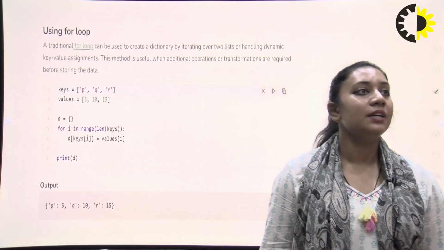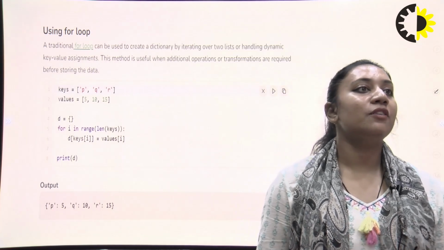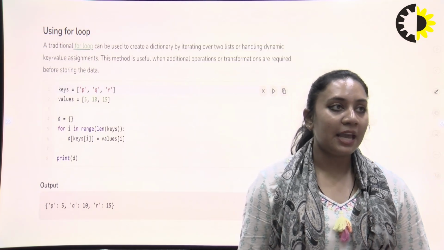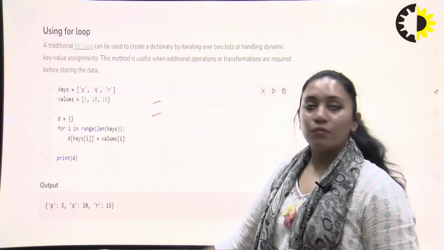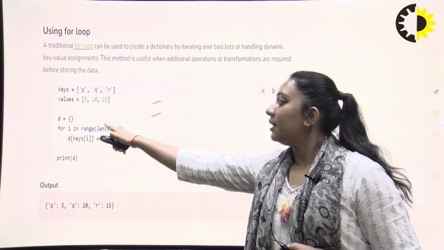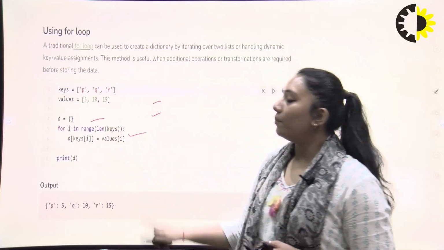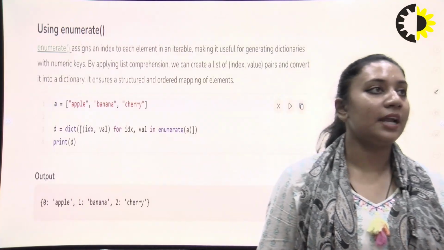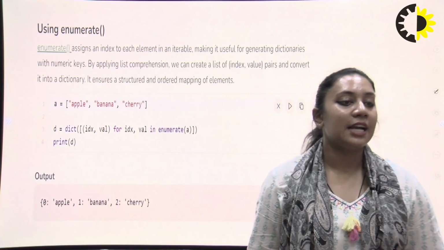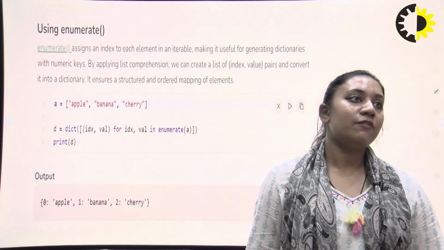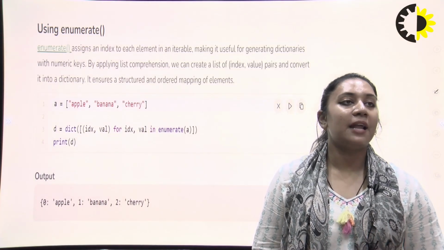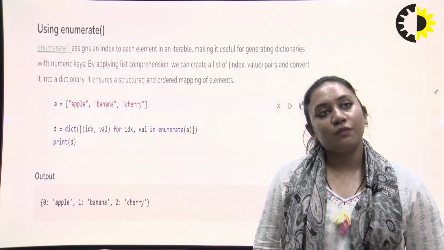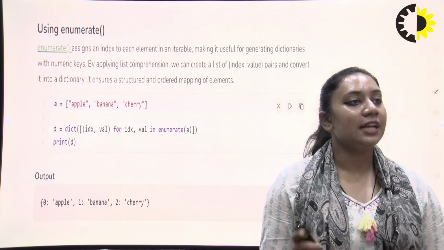Next we have using a for loop. The traditional for loop is also used in dynamic creation, with the key and the pair. After creating the empty dictionary, we form the for loop in the form of range and then assign all these values, right? Using the enumerate function, it assigns the iterable values in the form of dictionary values. By applying this, you can create a list of index-value pairs and convert it into a dictionary, right?